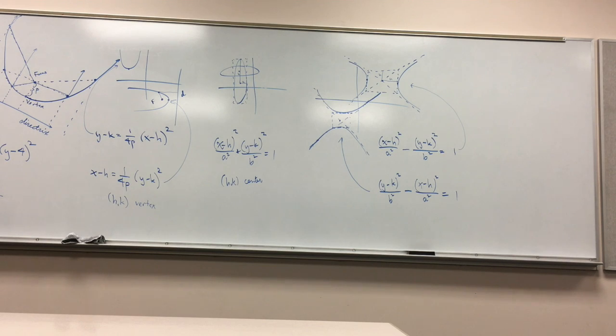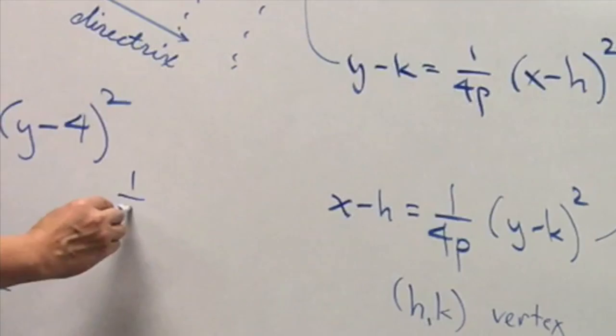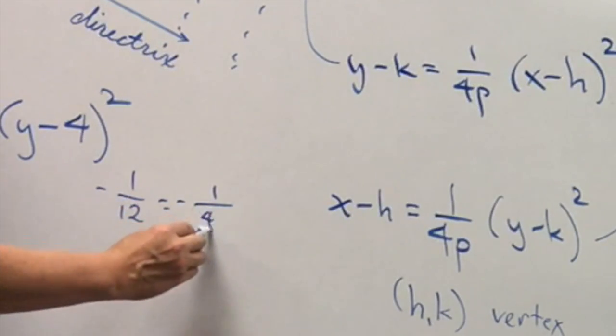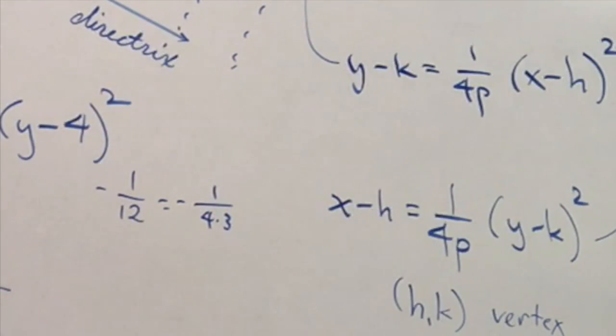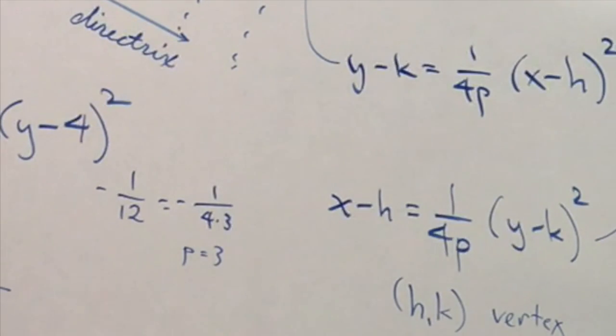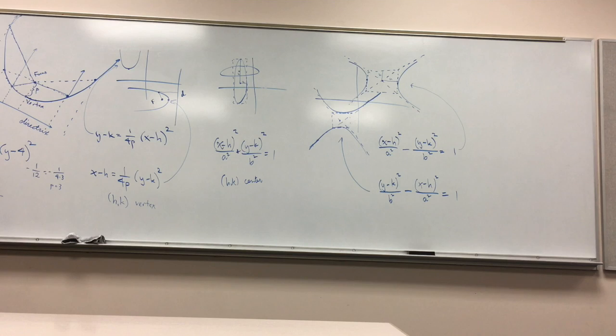But in reality, it could be very skinny, it could be very fat. I can get a better idea of what it's going to look like if I can identify the focus and the directrix. Now, from this, I can see that negative 1 over 12 is the same thing as negative 1 over 4 times 3. That means that P equals 3. So from the vertex at negative 3 and 4, the coordinates of the focus are negative 6 and 4.